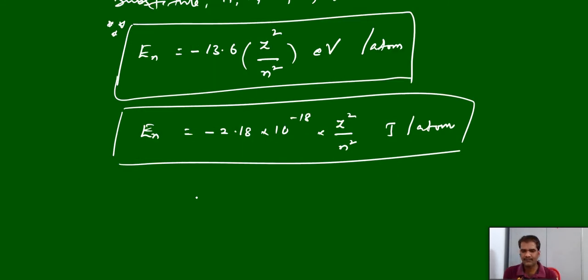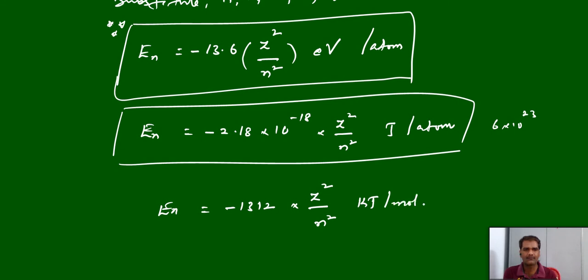And if you convert joule into kilojoules per mole, per mole means you have to multiply with Avogadro number 6 into 10 power 23. Then you will get the energy value further. You simplify with the multiplication by Avogadro number, and you will get the value minus 1312 into Z square by n square kilojoule per mole.